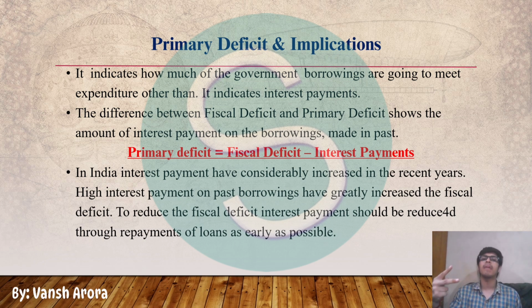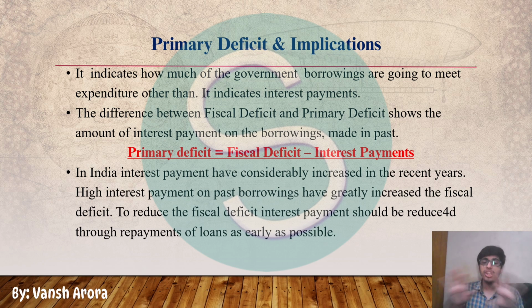And the second type is the fiscal deficit, in which we have said that you are having more total expenditure in respect of the total receipts that you are getting, excluding the borrowings. Or in other words, we can say that the fiscal deficit is equivalent to the borrowing amount. And the third one is the primary deficit, where we have seen that the government borrowings are going to meet the expenditure other than the interest payment.